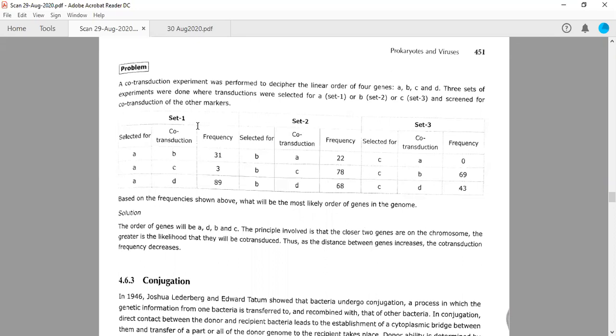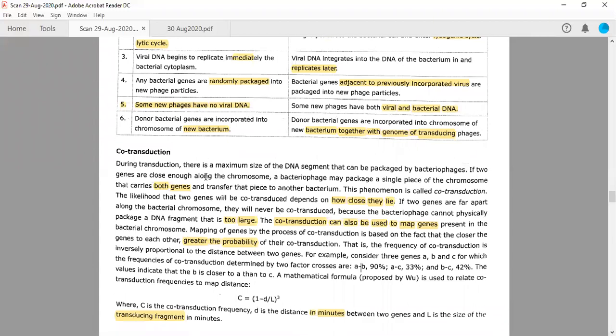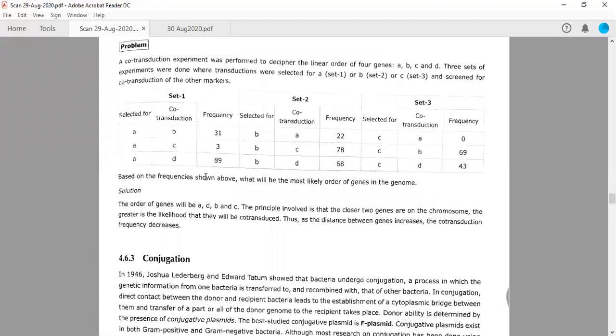So you need to do co-transduction each time, and you need to see the phenotype of those different bacterial cells in which you are doing the transduction process. Okay. So each time if the cell is having some gene A, it will show a different phenotype. If it is having both A and B, it will show both the phenotypes. If it is having gene C, it will show a different phenotype.